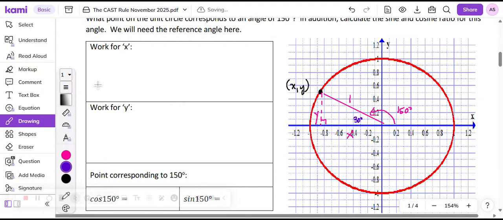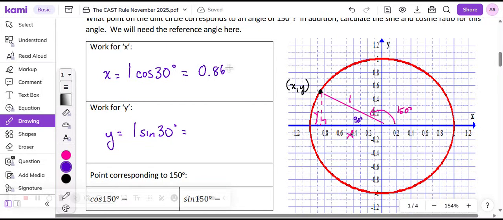Here's the work. The work, guys, it's quick. To get that x value, you do the hypotenuse 1 times the cosine of 30. So can you do 1 cos 30 for me? And then for the y, we're doing 1 sine 30. Those will give us the two lengths in that triangle. So 1 times cosine 30 is 0.866. And 1 times sine 30, 0.5.